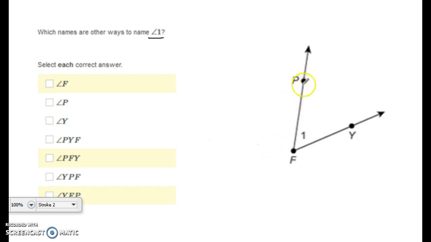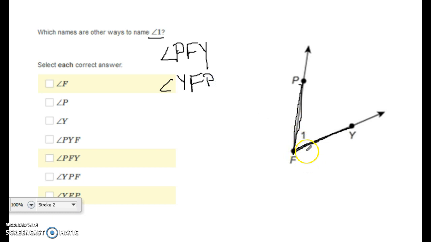We could label it using 3 letters. We could start at P, travel to F, and then travel to Y, so it could be angle PFY. Or we could start at Y and go to F and then to P, so it could be angle YFP. Or we could label it just by the vertex of the angle, so angle F. Those are the different ways that we could name it.